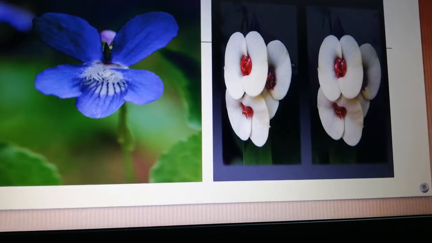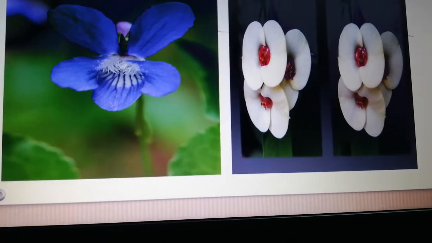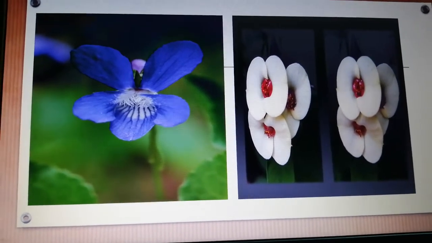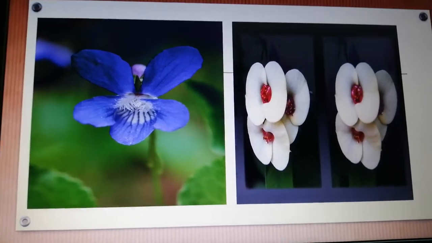Now copy and study the function of each part, complete and incomplete flowers, the definition of each, and the classification of flowers, regular and irregular.